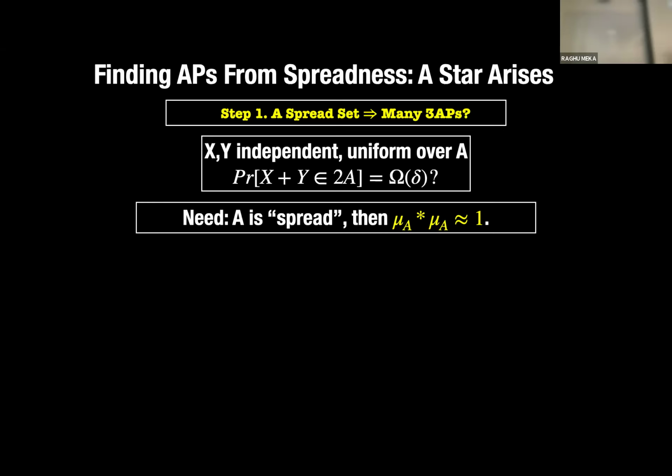So this is what we need to show, the main thing. If A is a spread set, meaning it does not contain any subspace on which it has more density than earlier, then as soon as I convolve it with itself, I get the constant function, or I'm very close to the constant function.